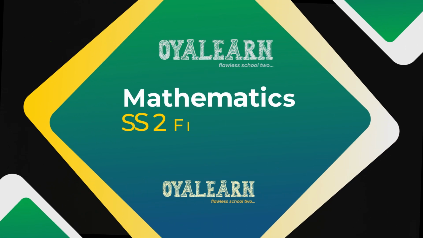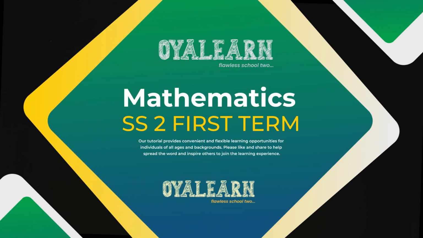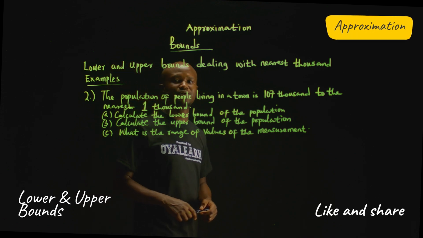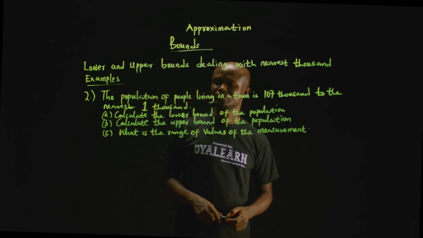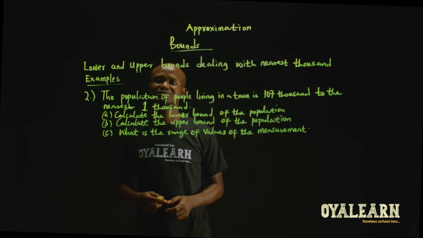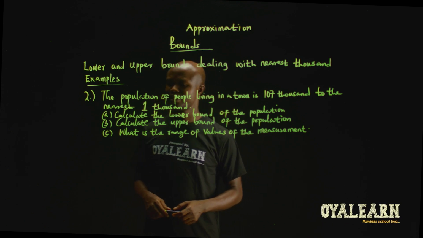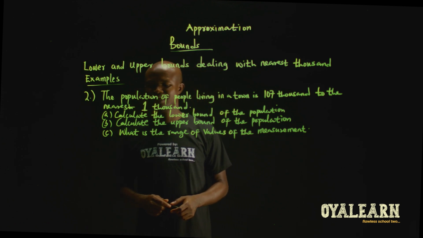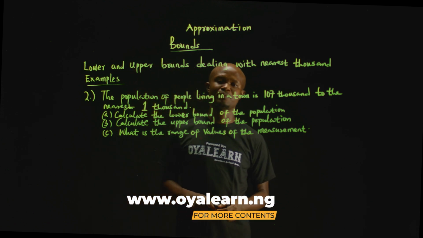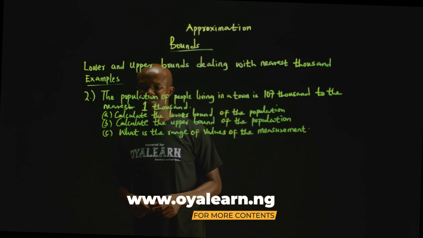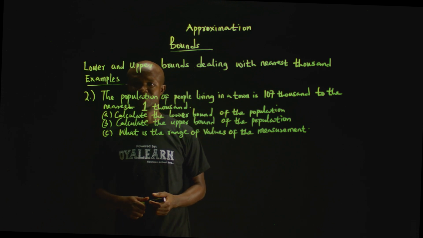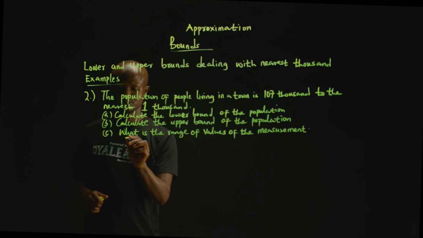The population of people living in a town is 107,000 to the nearest 1,000. A. Calculate the lower band of the population. B. Calculate the upper band of the population. C. What is the range of values of the measurement? Solution.